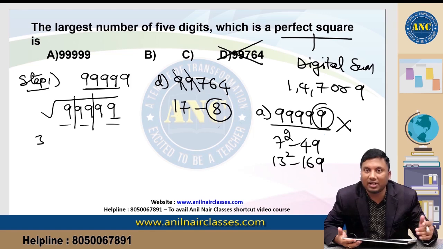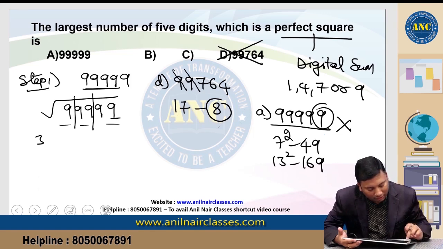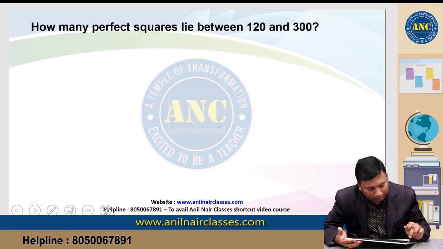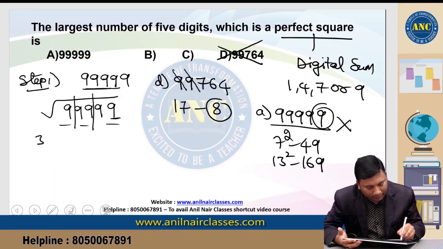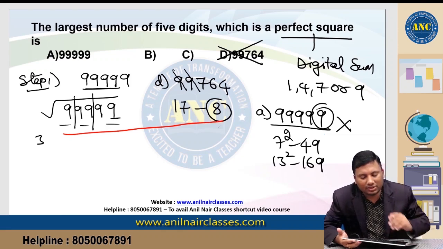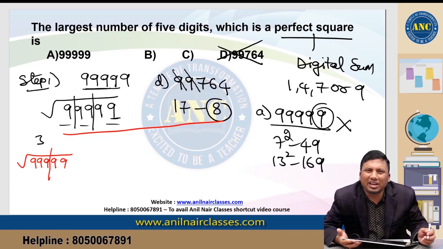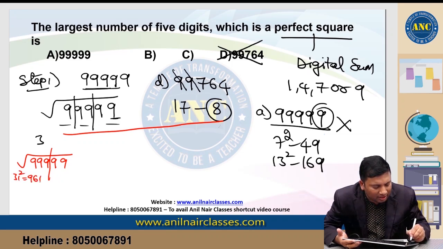B and C are not specified. Let us find out the values. Let us find what will be the approximate value. Suppose 9999, keep a slash. 999 is nearer to which square? 31 square is 961, 32 square is 1024. So it is closer to 31.